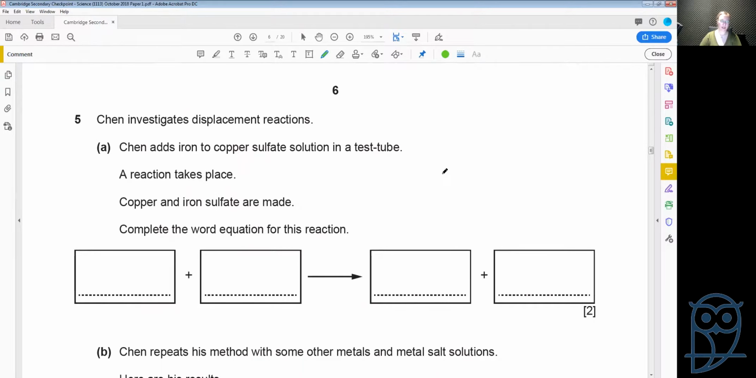So Shen investigates displacement reactions. He adds iron to copper sulfate in a solution in a test tube. A reaction takes place, so copper and iron sulfate are made. Complete the word equation for this reaction. So on this side of the equation, we will get iron and copper sulfate. And on this side of the reaction, we will get copper and iron sulfate.